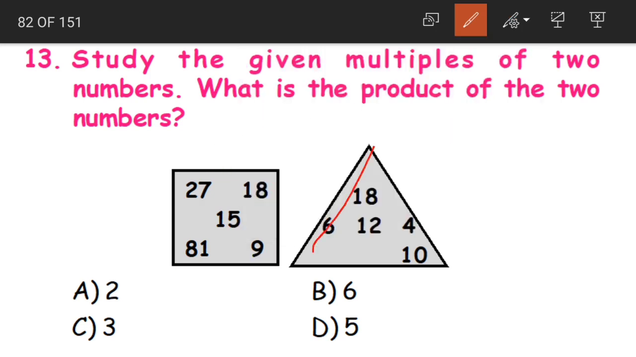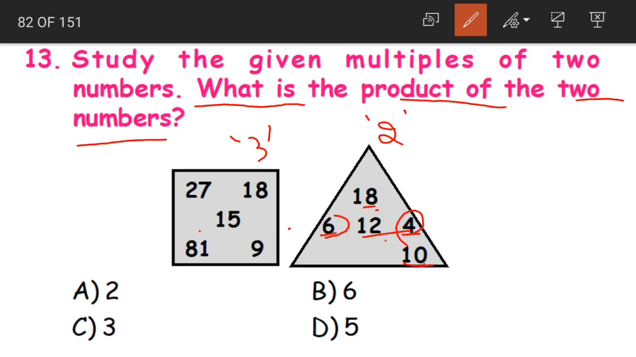And when it comes to this triangle, we have 6, 4, 18, 12 and 10. These are the multiples of 2. Yes, 2 twos are 4, 2 threes are 6, 2 fives are 10, 2 six are 12 and 2 nines are 18. So the numbers in the square are the multiples of 3 and the numbers in the triangle are our multiples of 2. Now what should we do? What is the product of the two numbers? So we should find the product of these two. 3 into 2 is equal to how much? 6. So the product of the given numbers is 6.